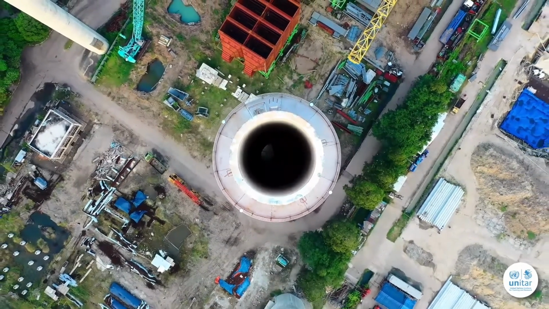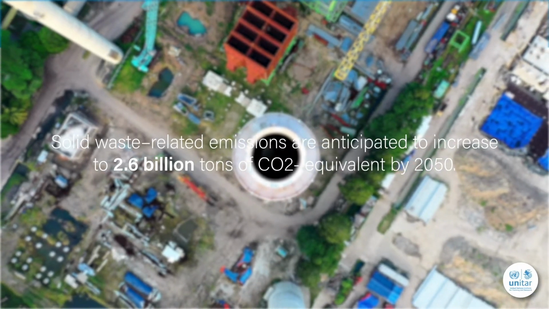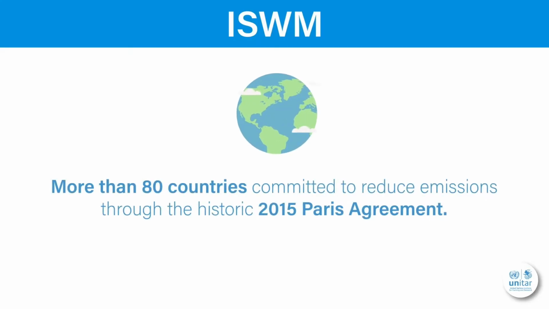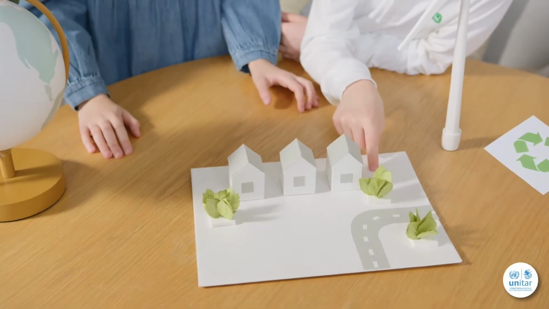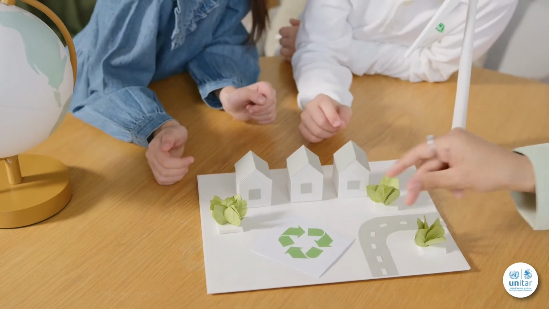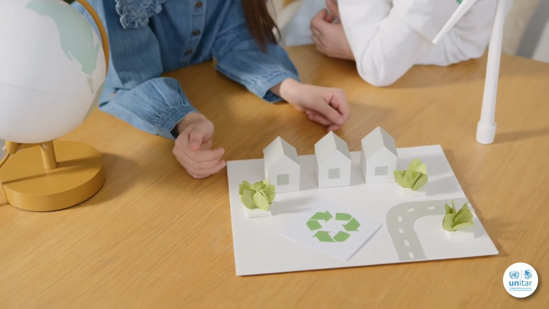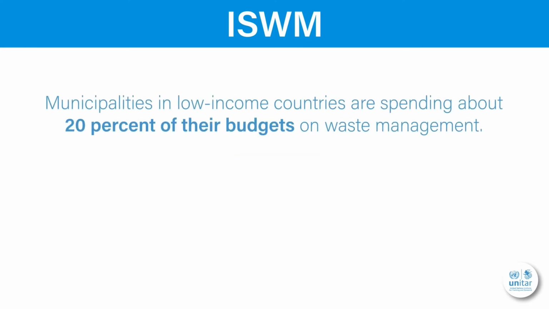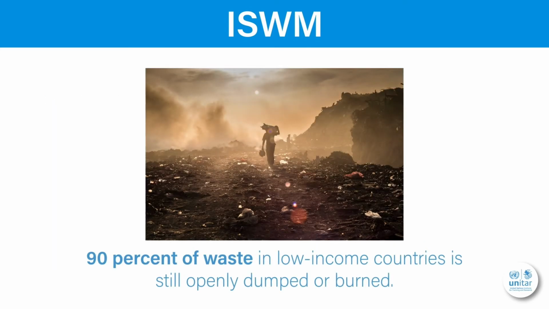Without improvements in the sector, solid waste-related emissions are anticipated to increase to 2.6 billion tons of CO2 equivalent by 2050. More than 80 countries committed to reduce emissions through the historic 2017 Paris Agreement. Improving waste management is one way of contributing to this effort. Solid waste management is a critical, yet often overlooked, piece for planning sustainable, healthy, and inclusive cities and communities for all. However, waste management can be the single highest budget item for many local administrations. Municipalities in low-income countries are spending about 20% of their budgets on waste management, on average, yet over 90% of waste in low-income countries is still openly dumped or burned.